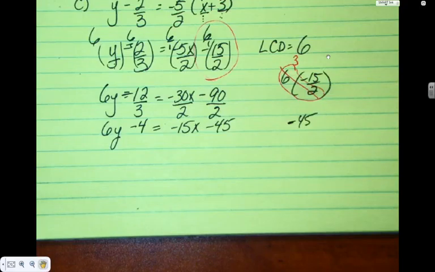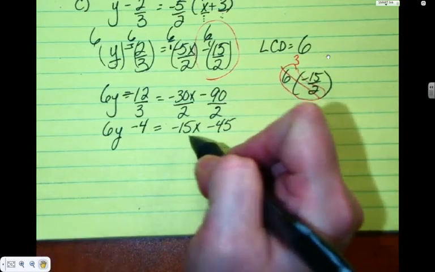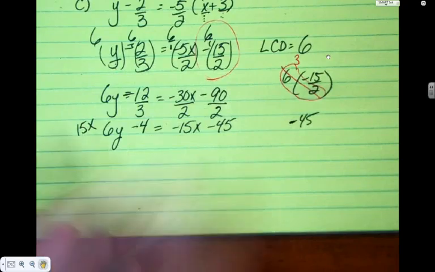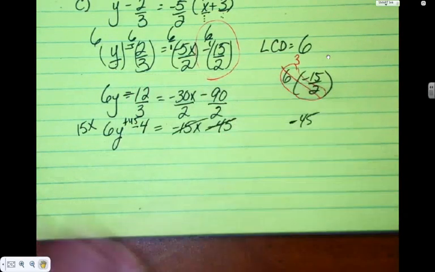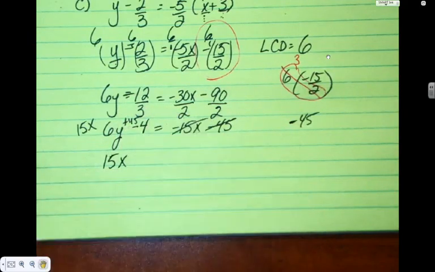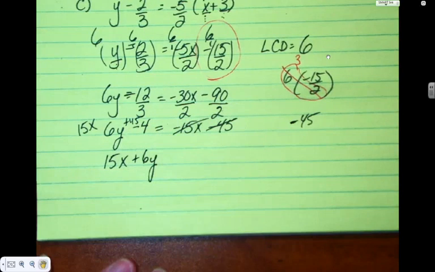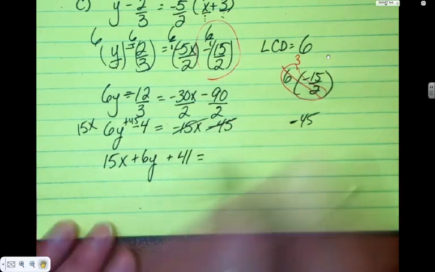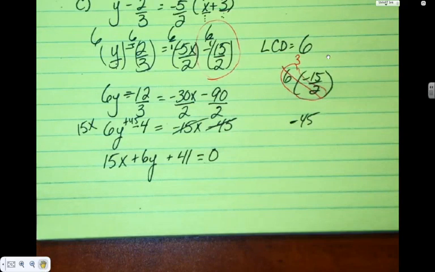Step number 3. Okay, what's the opposite of negative 15x? What's the opposite of negative 45? The x's come first, then the y's. Then we simplify, plus 45, negative 4 equals 0. Check your x. Is it negative? Good to go.